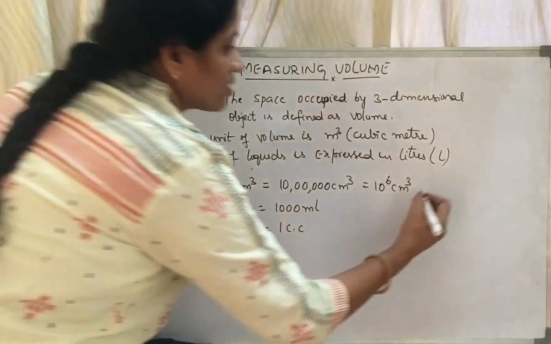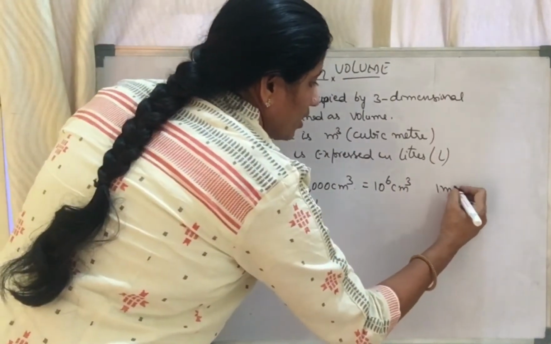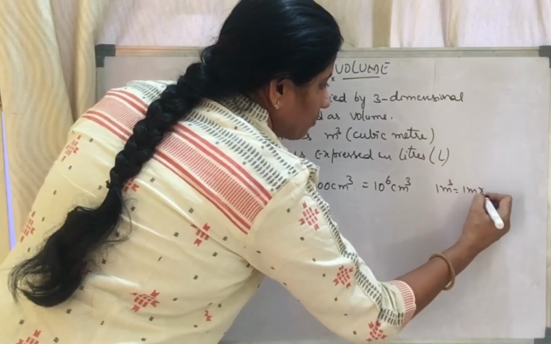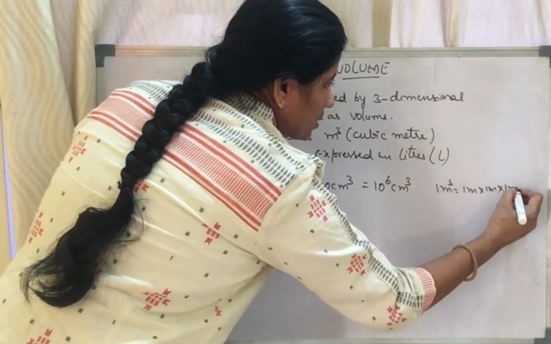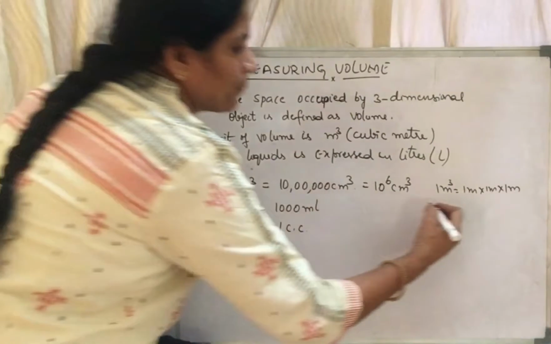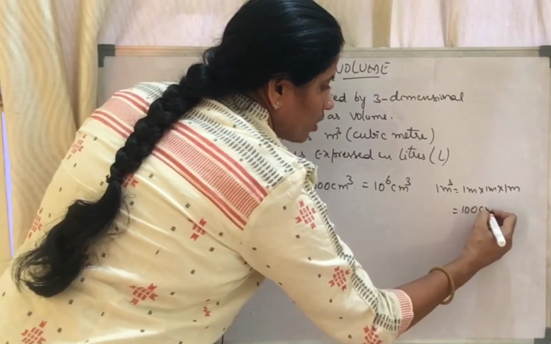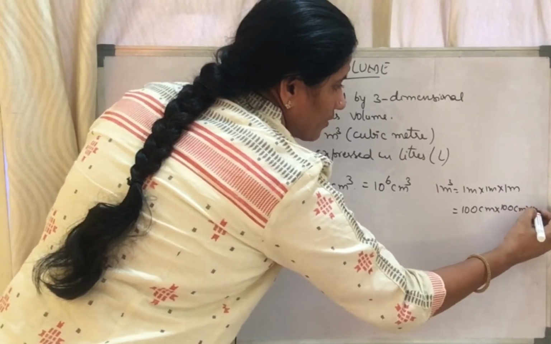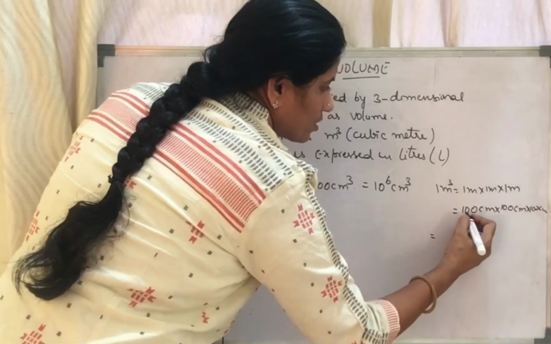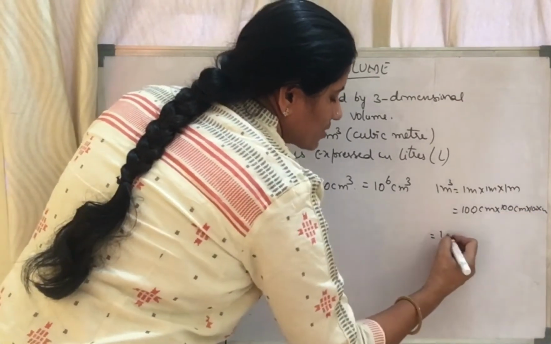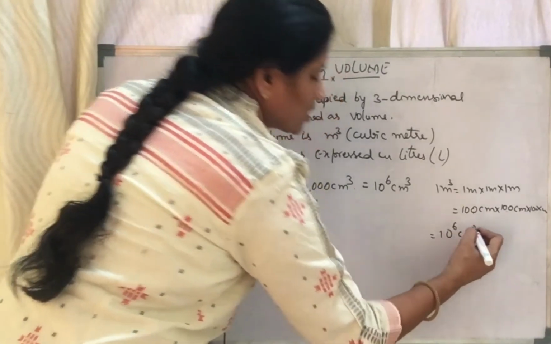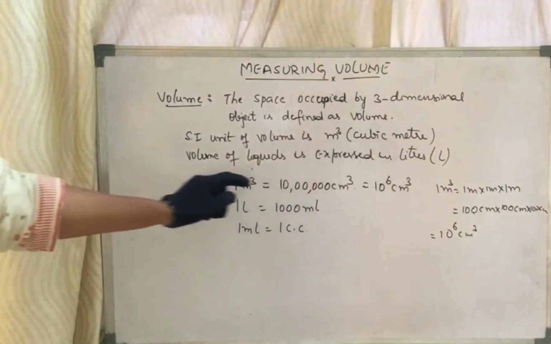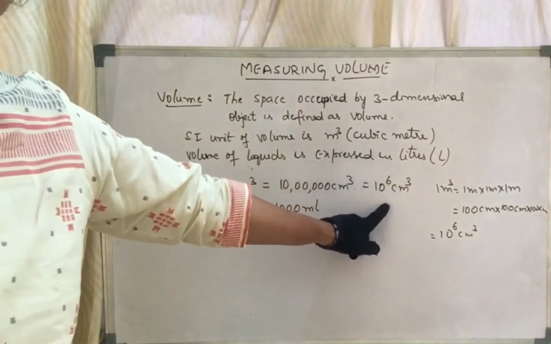How will you get this? If you want, I'll explain the simple derivation. 1 meter cube can be written as 1 meter into 1 meter into 1 meter. If you want to convert into the CGS system, 100 centimeters into 100 centimeters into 100 centimeters, so it becomes 10 to the power of 6 centimeter cube. This is how we get 1 meter cube equal to 10 to the power of 6 centimeter cube.